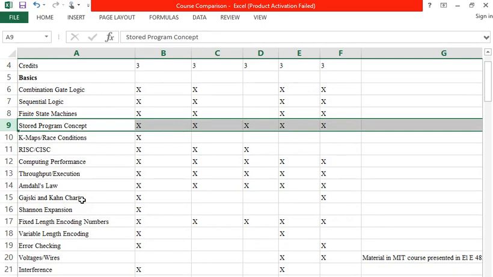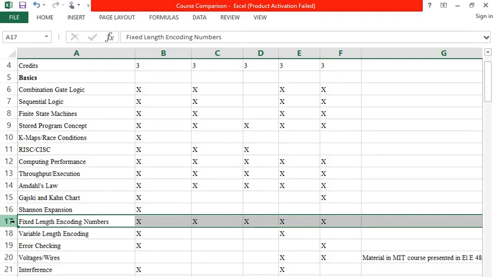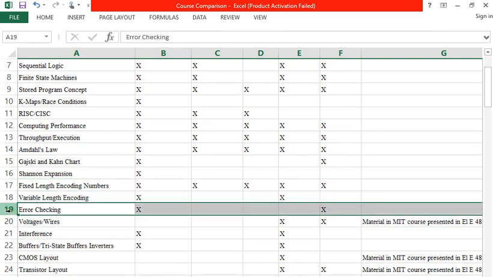We talked about Shannon expansion for multiplexers and how to use that. We talked about fixed length encoding, so the 32-bit MIPS data path. We didn't really have the time, but we did go briefly into variable length encoding, talking about what happens when you have CISC, right? So you'd have 128, and it may not necessarily take up the entire instruction. Error checking, especially on your projects, you've done that in a tremendous amount of detail.